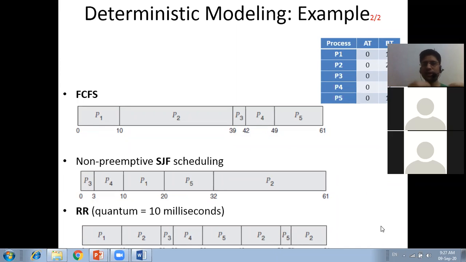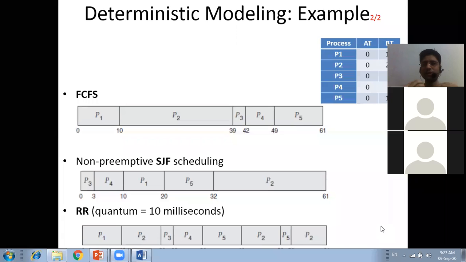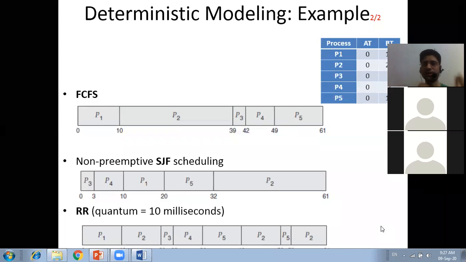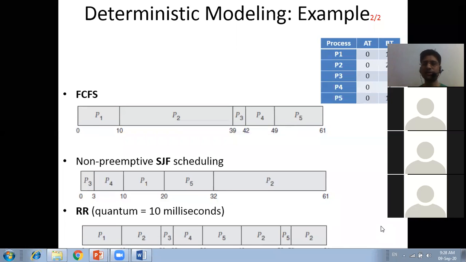So be innovative in your answers in the examination, at least have a different perspective than those students who are in front of you, because they copy like this only. Firstly, they have seen their answer, then you have to be innovative in your answer. So a different answer would do the needful. Okay, so we are done with this deterministic modeling.